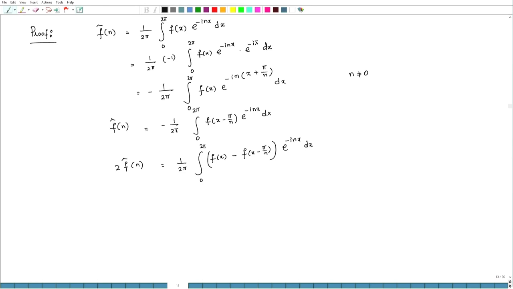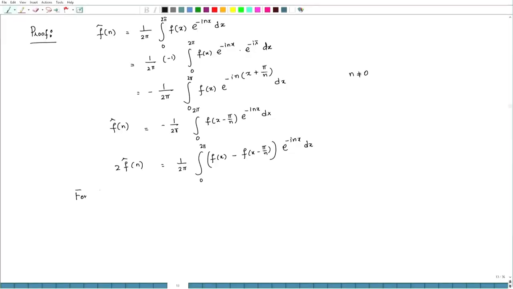Now, for n large, x minus 1 by n converges to x. If f is continuous, then f of x minus 1 by n will converge to f of x. Now, a continuous function is uniformly continuous because of the compact interval 0 to 2 pi. Therefore, for f continuous, what we have got is that 2 f hat of n converges to 0 as mod n converges to infinity. So, for f a continuous function, we have got our Riemann Lebesgue lemma.